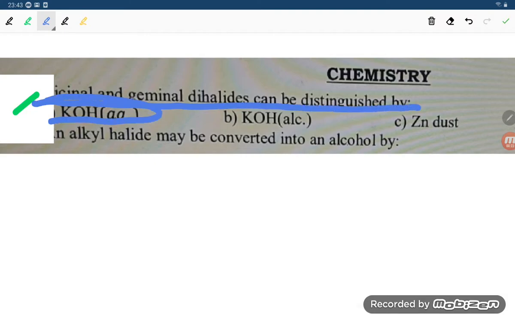First option is alcoholic KOH. Second is aqueous KOH. Third is zinc dust. First of all, we have to understand that alcoholic KOH will give the elimination product, elimination.